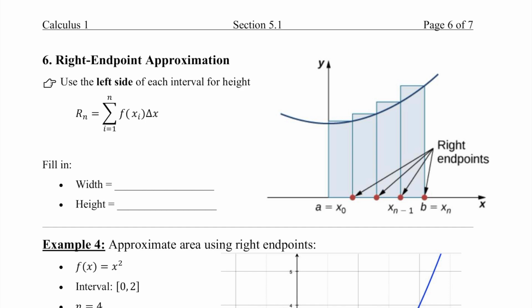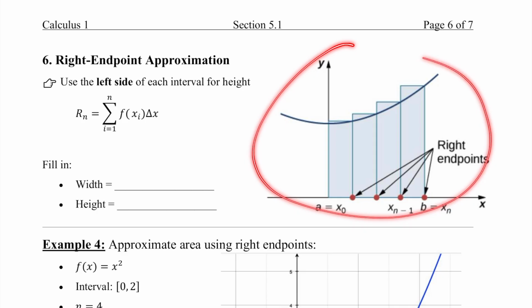Now, let's look at another method for approximating area, the right-endpoint approximation. This method is very similar to the left-endpoint method, but with one key difference. We use the right side of each interval to determine the height of each rectangle. Let's look at the graph here.